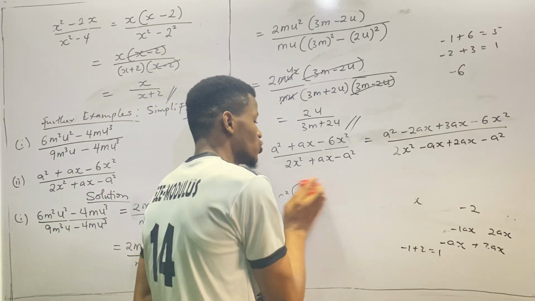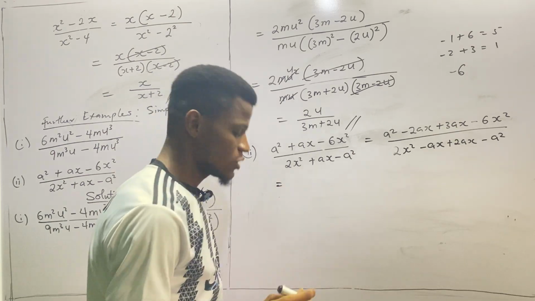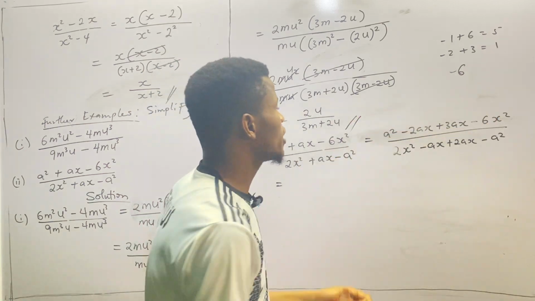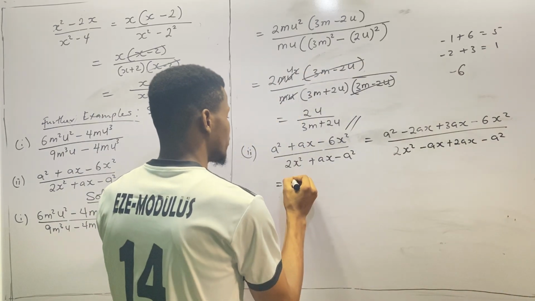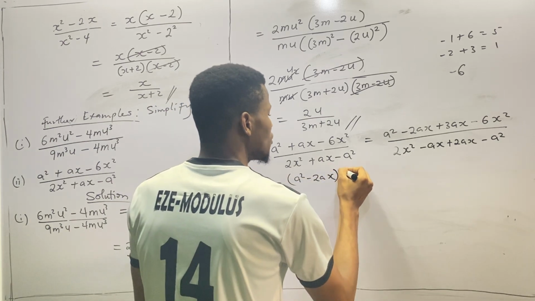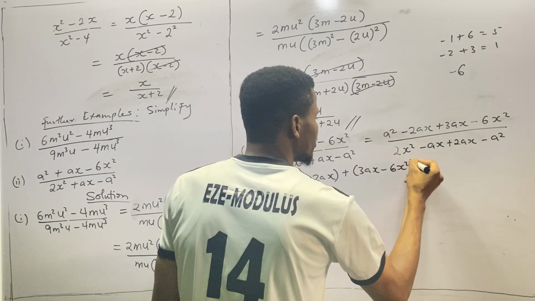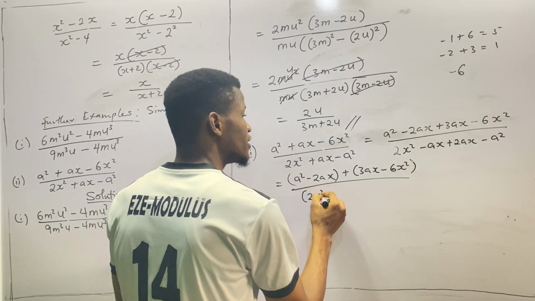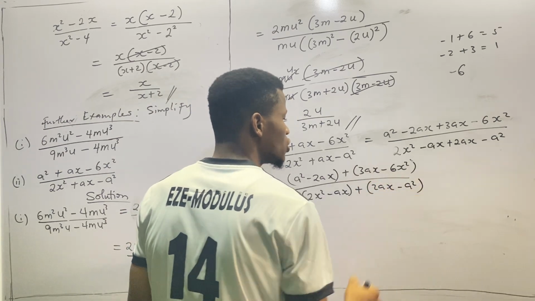Okay. So now, in the factorization principle of quadratic expressions, what we do is that we group them 2 by 2. So we have 4 terms in each case. So I'll group them 2 by 2. If we do that, we have a squared minus 2ax plus, we group this one as well, 3ax minus 6x squared, all over, the same way we group them 2 by 2, which is 2x squared minus ax plus 2ax minus a squared.